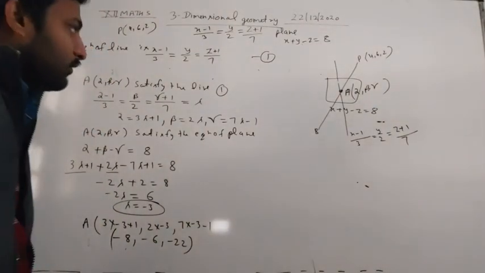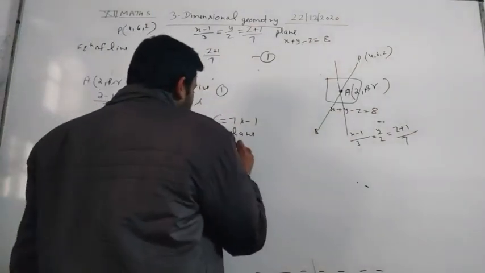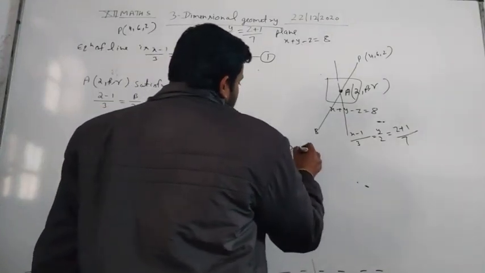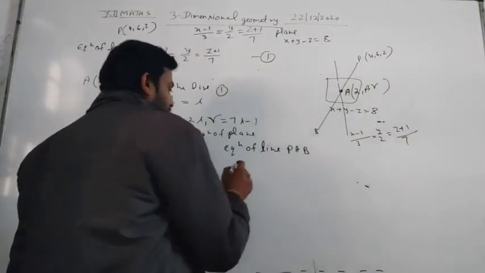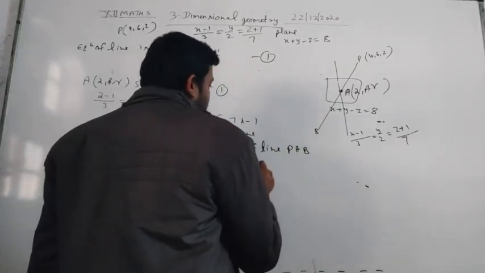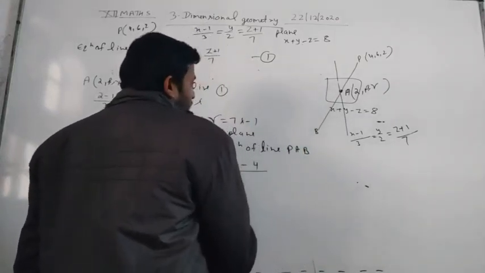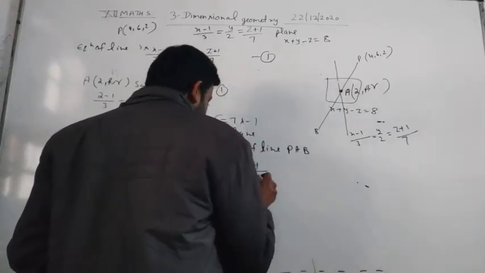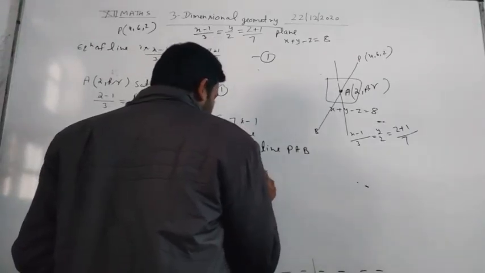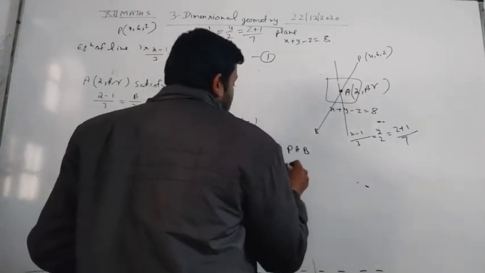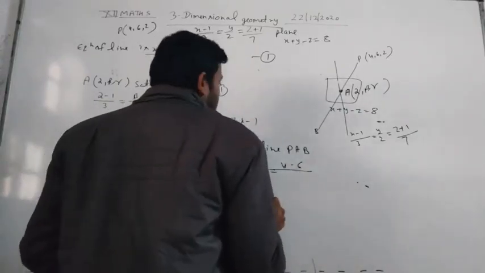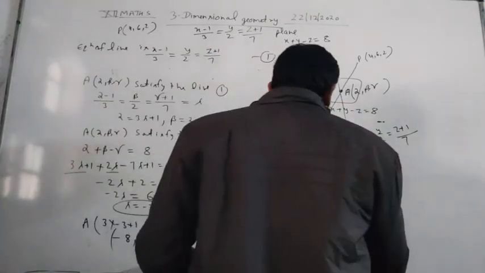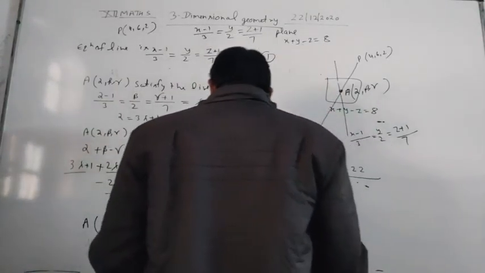Now we can find the equation of the line. The equation of line PAB will be (x minus x1) by (x2 minus x1), which is (x minus 4) by (minus 8 minus 4), (y minus y1) by (y2 minus y1), which is (y minus 6) by (minus 6 minus 6), and (z minus z1) upon (z2 minus z1).